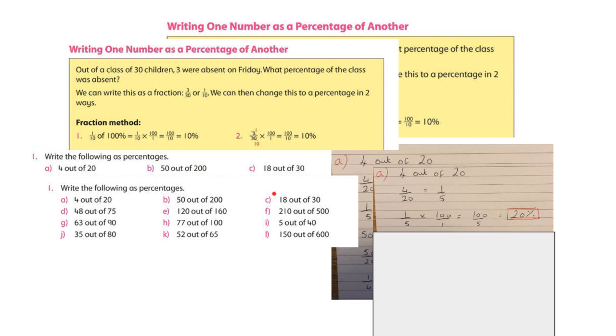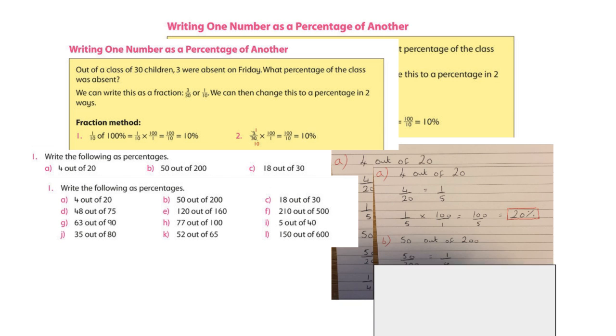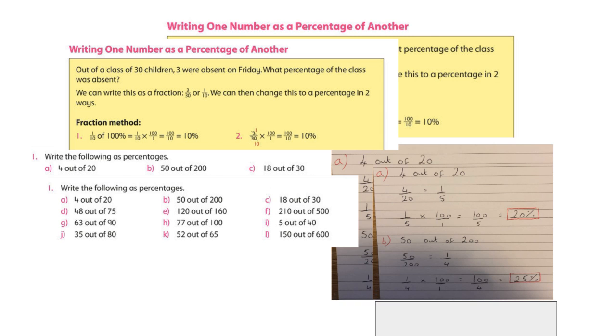50 over 200 is going to be our fraction. So we've got 50 out of 200. Can you identify what 50 over 200 is? Yes, you've guessed it. We can divide 50 by 50 and get 1. Divide 200 by 50 and we get 4. So 1/4. Now we all know what 1/4 is as a percentage, but let's just verify it. So we have 1/4 multiplied by 100 over 1 is equal to 100 over 4, which is equal to 25%.